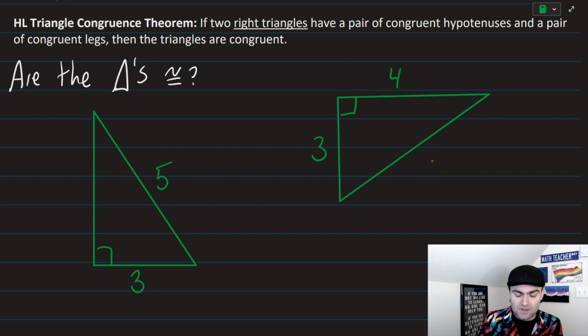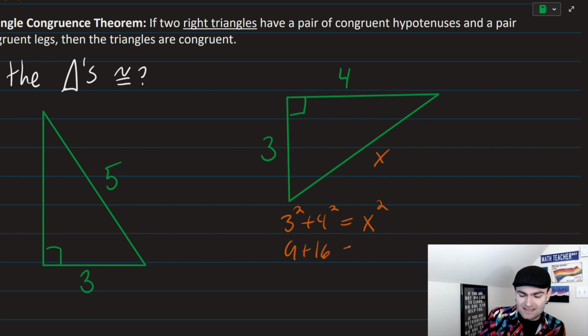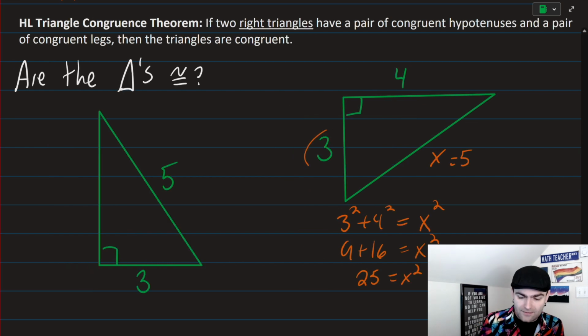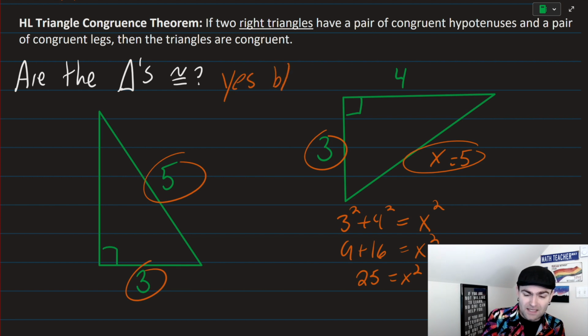So here we have a hypotenuse and a leg, and here we just have two legs, so we need to find the hypotenuse of this one. And we can do that through the Pythagorean theorem. 3 squared plus 4 squared is equal to, we'll call this x, so x squared. We have 9 plus 16 is equal to x squared. 25 is equal to x squared, which means that x is equal to 5 because the square root of 25 is 5. We have a leg, and we have a hypotenuse pair. Both pairs are congruent. So are the triangles congruent? Yes. And we say because hypotenuse leg, or HL.